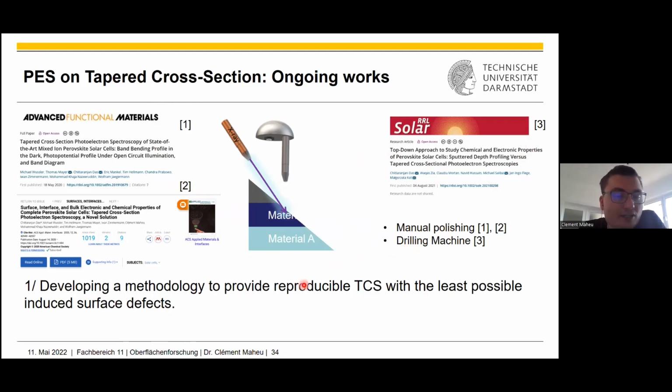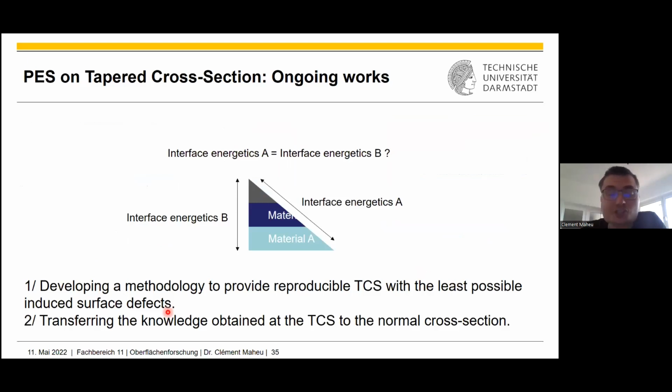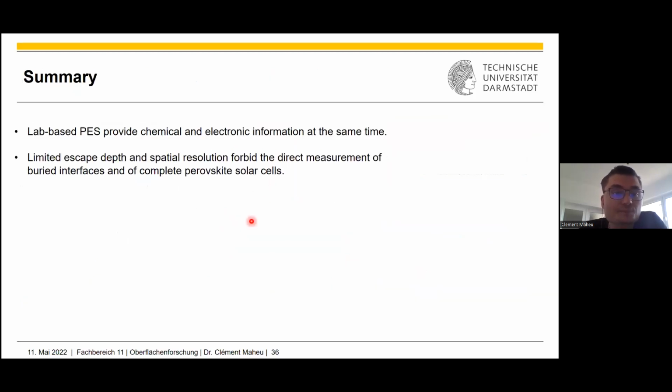And my work is to develop a methodology which provides more reproducible results and with the least possible induced surface defects. And the second thing is to answer the question: does the interface energetics that we measure here on the tapered cross-section, are they the same as on the normal cross-section? Do I have some difference due to the new geometry of the sample, or are they the same and you can fully transfer all the knowledge that you get here to here?